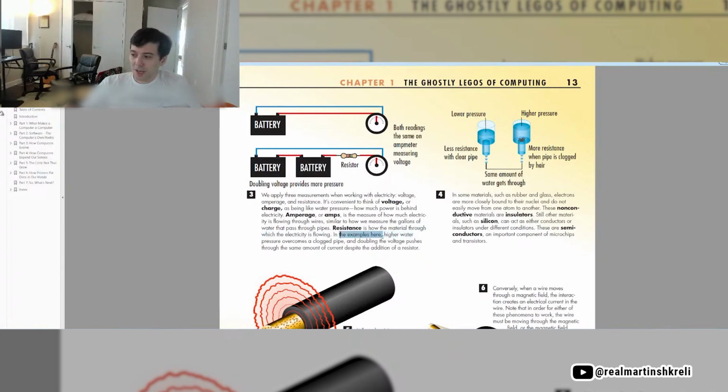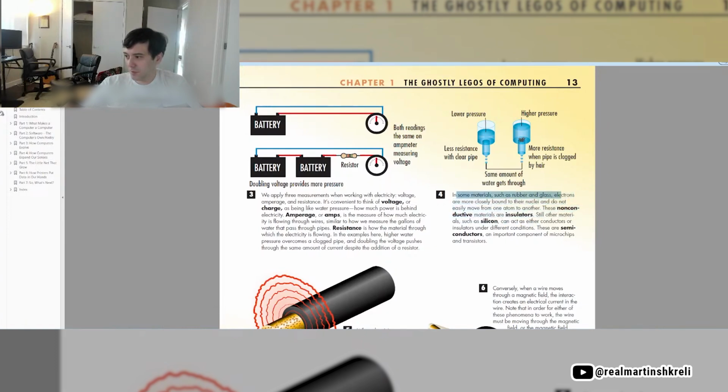resists the flow. In these examples here, higher water pressure overcomes a clogged pipe, and doubling the voltage pushes the same amount of current despite the addition of a resistor. So here's a battery, the resistor I mentioned a while back on the cover. Both readings the same on an amp meter measuring voltage.